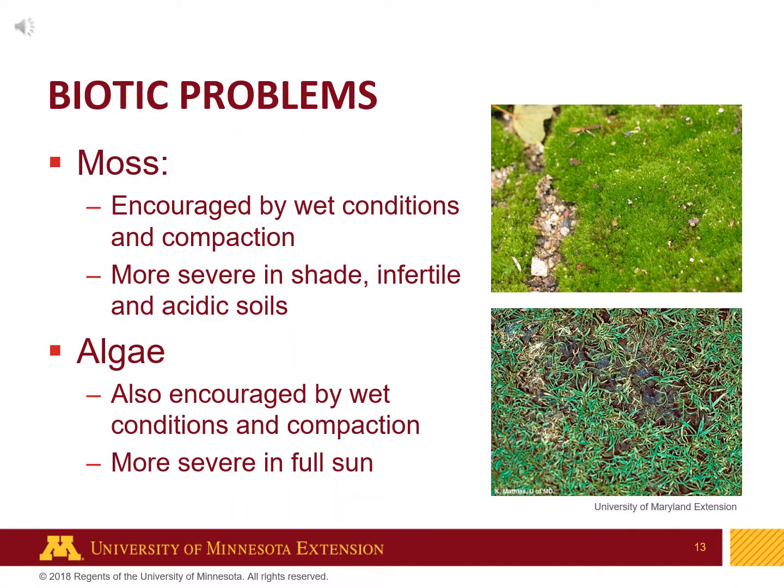Moss and algae problems are generally related to poor soils, where compaction is common and soils are wet. We see moss being more of a problem in severely shaded environments in fertile soils and acidic soils. Algae issues may be more severe in full sun areas on fertile soils.